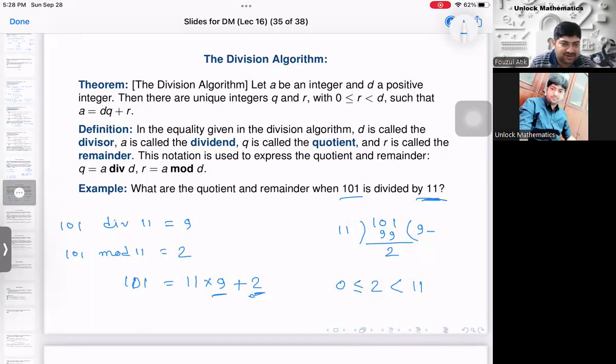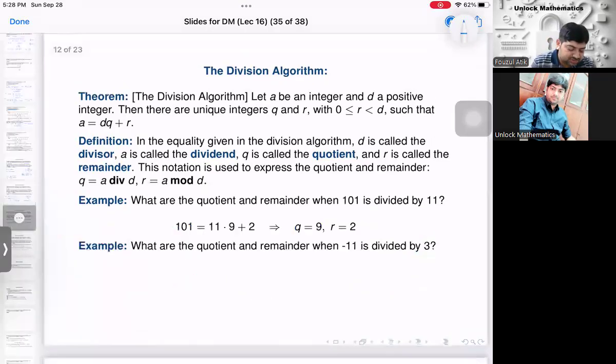Right? If you have understood, can you do this problem? What are the quotient and remainder when minus 11 is divided by 3? So this kind of problem, please try to understand. Minus 11 is the dividend and divisor is 3. It is positive. But we said already, a can be any integer. So a can be negative, a can be positive. So minus 11, it is a valid problem.